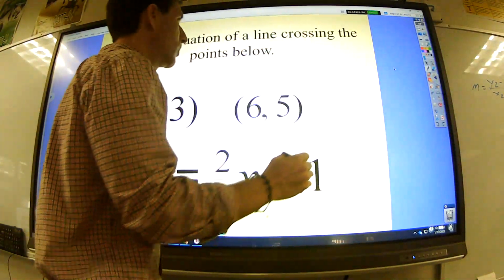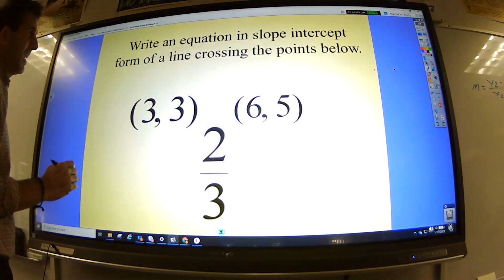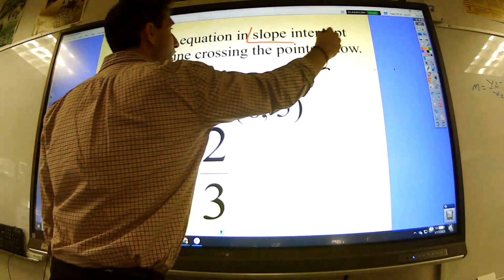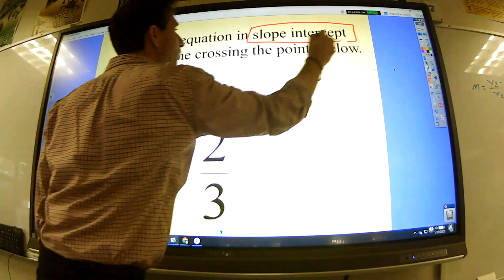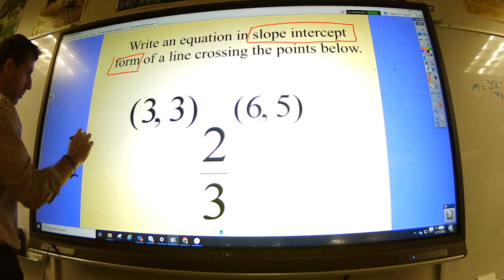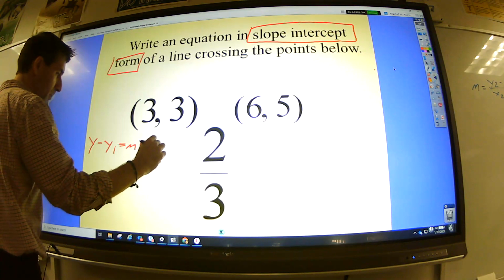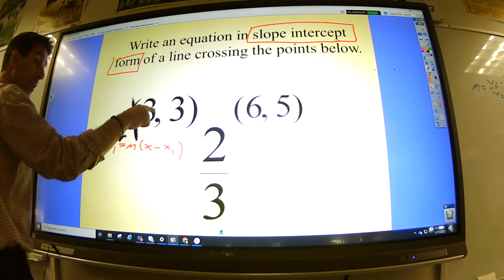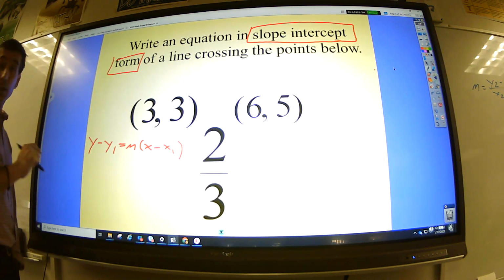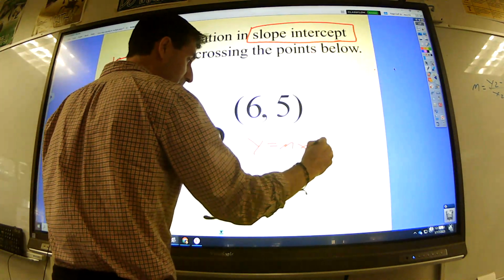Now I have to write the equation of a line in slope intercept form. Okay, so that's the key thing. So in order to do that, we go y minus y1 equals m times x minus x1. Now, I know we label this point 1, but it doesn't matter which point you put in, right? We want to transform that to y equals mx plus b.